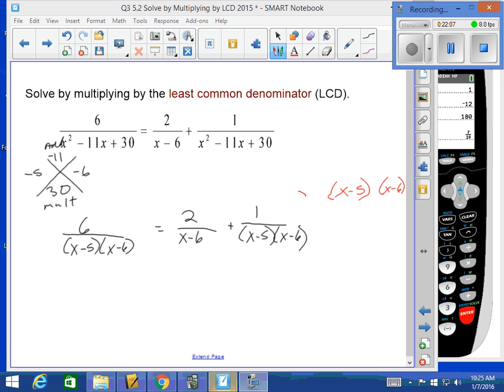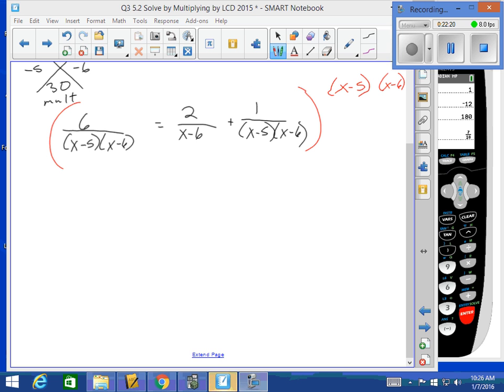So if I were to take this whole equation right here and multiply it by the x minus 5 times the x minus 6, all of my denominators should go away. So when I distribute to here, I can see the x minus 5s right here are going to cancel. The x minus 6s are going to cancel. So everything canceled there. The only thing I'm left with is that single 6. So I get 6 equals.